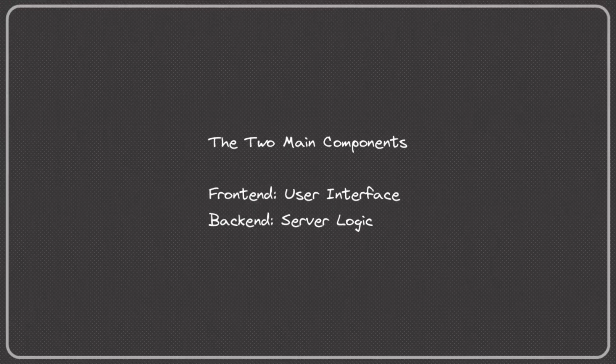App development generally consists of two main components, the frontend and the backend. The frontend is everything users interact with, the buttons they click, and the text they read. Meanwhile, the backend is like the engine of a car. It powers everything behind the scenes. Both components need to work in harmony to create a seamless experience.